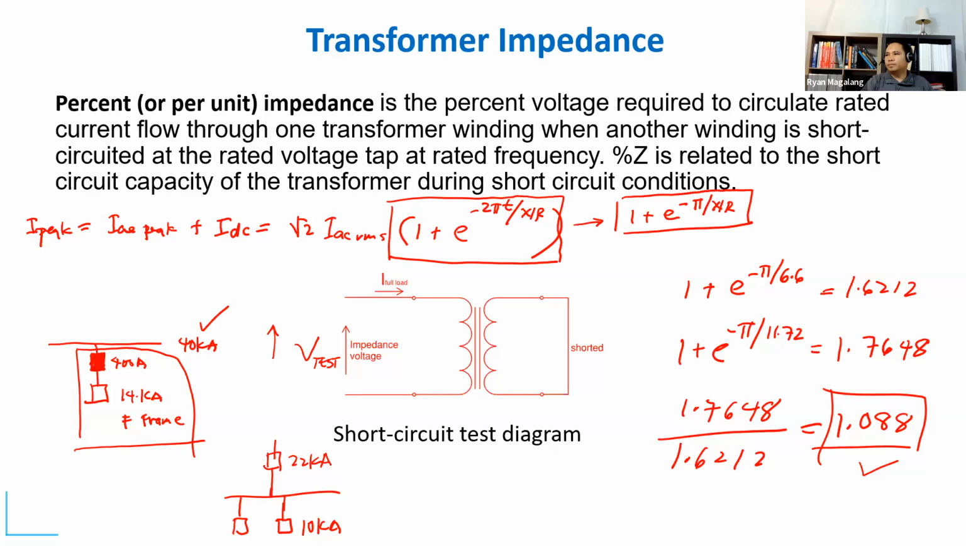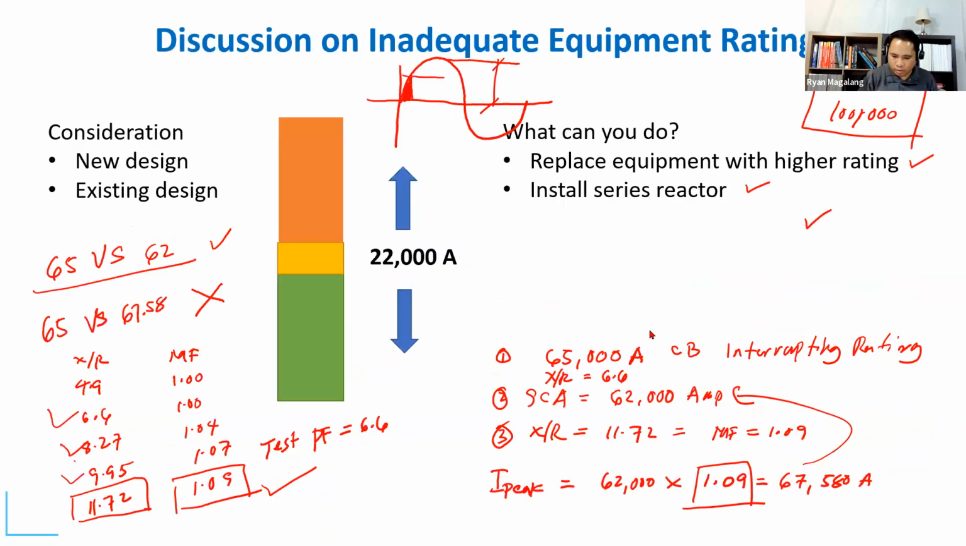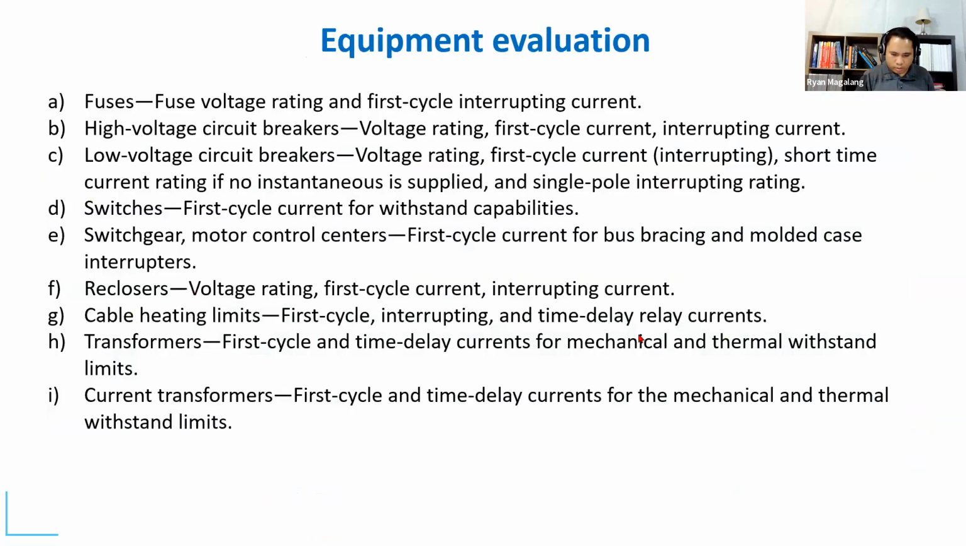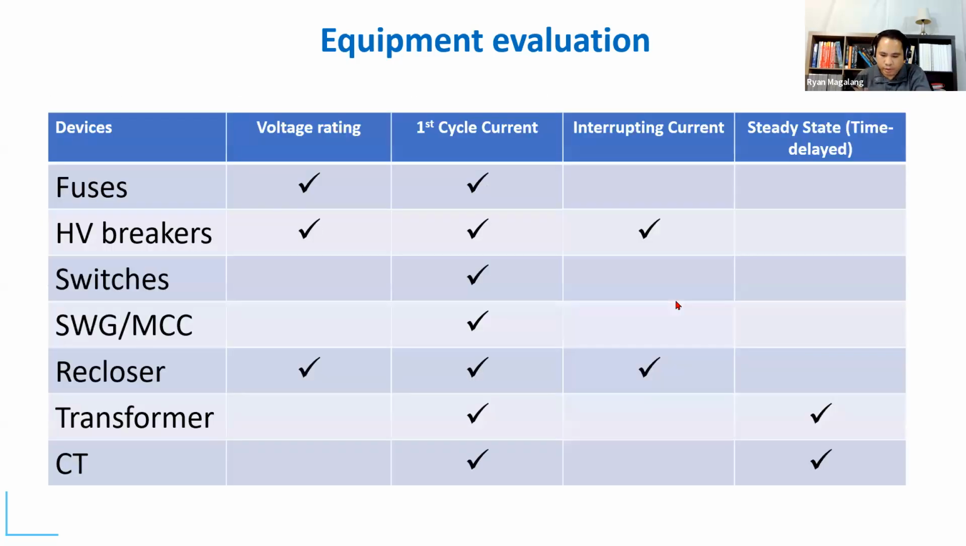May nakita po ako kaninang question from Sir Donaldo Organo. Ask lang daw po niya, sir, kung kailan gagamitin sa computation ng short circuit ang 1/2 cycle, 1.5 to 4 cycle, and 30 cycle. Okay, thanks for that question. Kailan gagamitin? As I've mentioned earlier, for equipment evaluation, I think this one is even clearer.